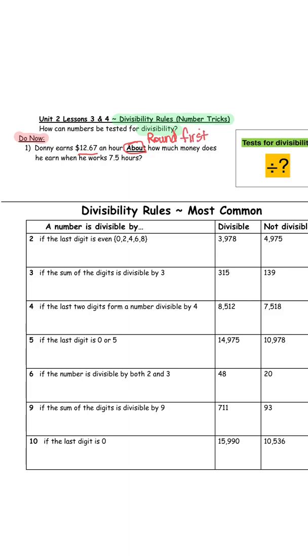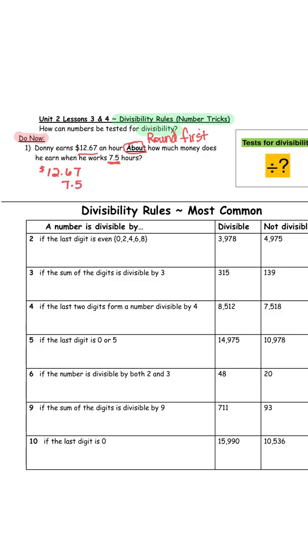About how much money does he earn when he works 7 5/10 hours? Well, one of the key things about rounding numbers is that you have to round both numbers. If there were 3 numbers in the problem, you would round all 3. So the first thing we're going to look at is he earns $12.67 an hour. And he works 7 5/10 hours.